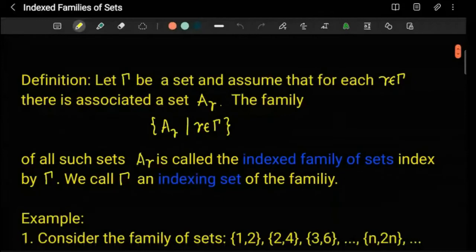Siyempre, simulan natin sa definition. So ano ba ibig sabihin ng arbitrary family of sets or indexed family of sets? So let gamma be a set. So this gamma is our notation for an index set, or indexing set rather. So that's a Greek letter gamma, capital gamma.